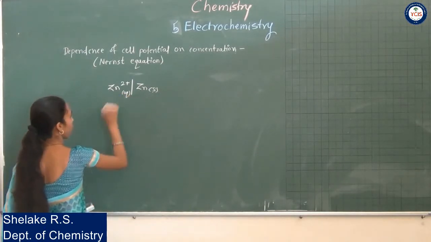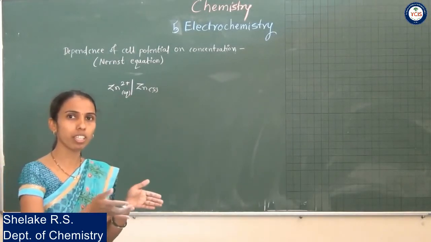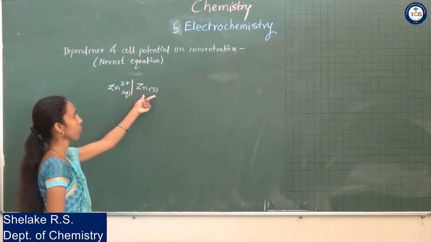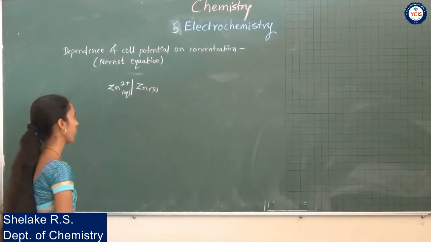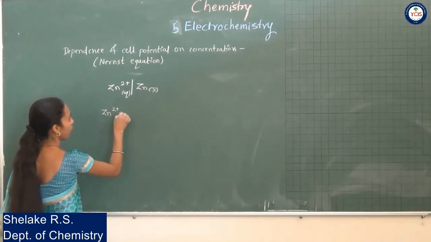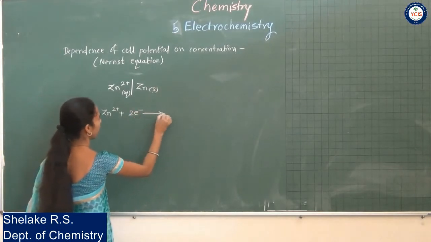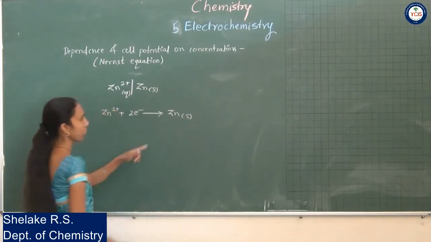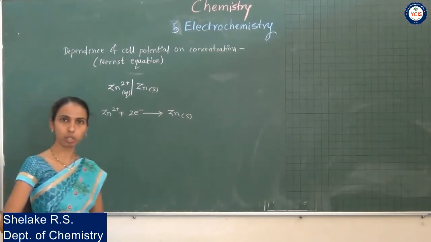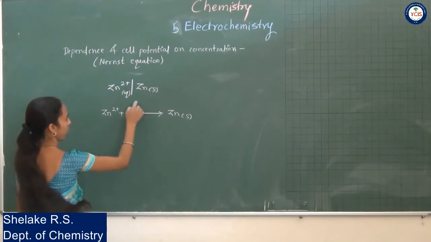Now see here, from the half cell reaction, you can find out whether there is oxidation or reduction, that we have studied. So here Zn2+ is converted into Zn solid, so there is a reduction reaction. First we have to write the cell reaction. Zn2+ converts into Zn solid by gaining electrons, because there is a reduction reaction. From that we can also write the electrode potential equation.